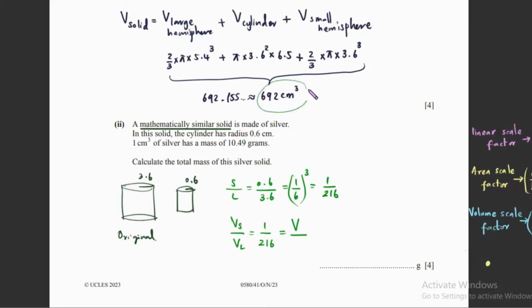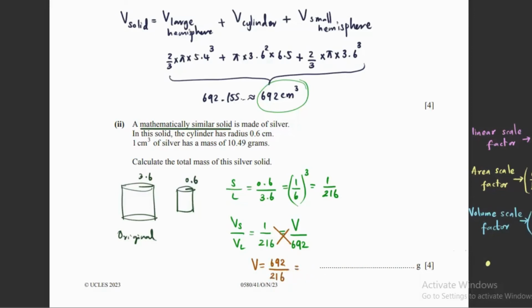From the previous question, this 692 centimeter cube that we got is the volume of the larger shape. Now I need to find the volume of the smaller shape. To find that, I'm going to cross multiply this and isolate V, or simply bring this 692 to the other side. So 692 gets divided by 216 to find what V is. So V is equal to 692 divided by 216.